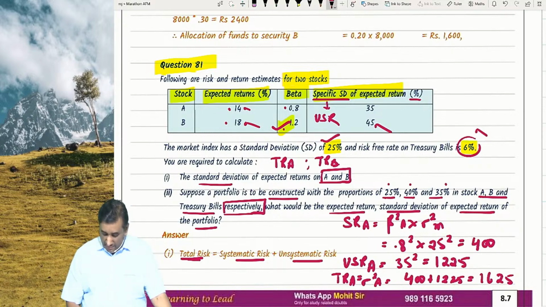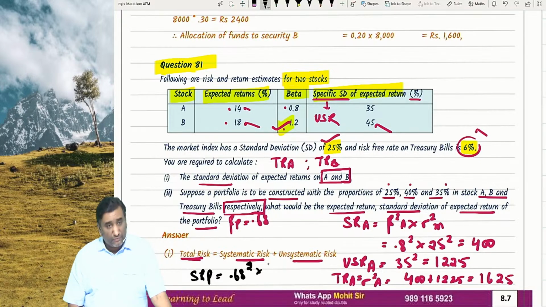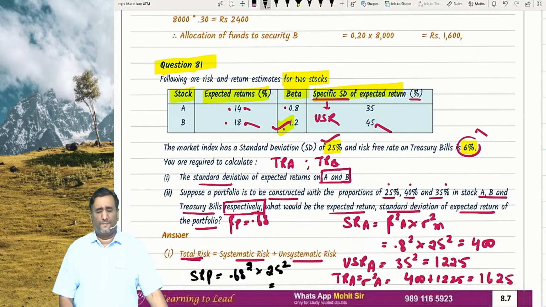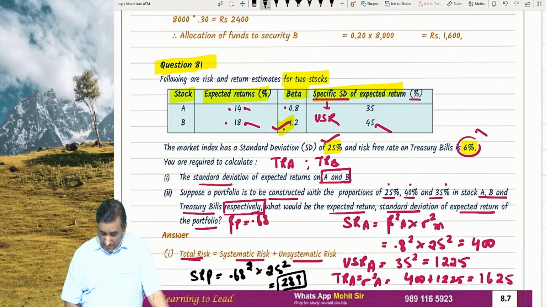0.68. So if the beta of the portfolio is 0.68, then we can get the systematic risk of the portfolio. It will be 0.68 square. Let's put it in the square form first. Then since he is asking for standard deviation, we will calculate the standard deviation separately. 0.68 square into what? 25 to the power 2. That gives 289, complete number, 289. This is the first number. And then we have unsystematic risk, right? So be careful now.